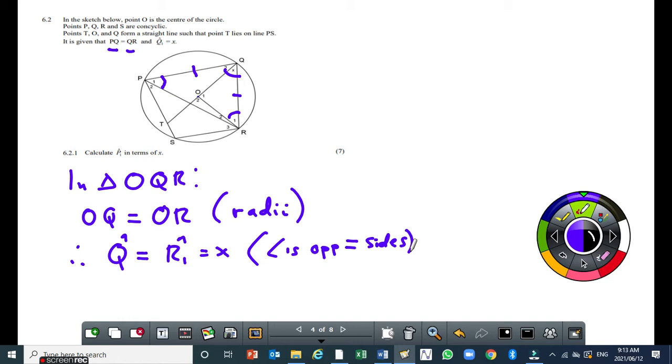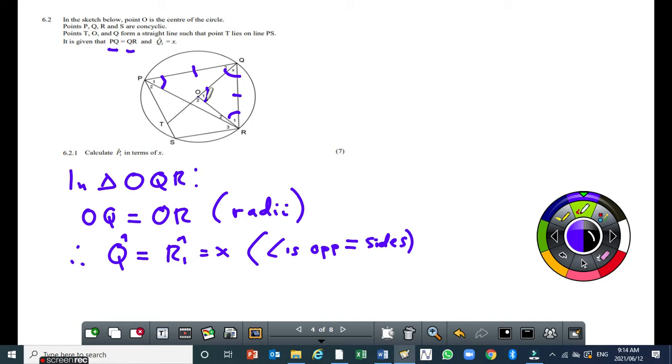So I'm sure you can see the layout. In triangle OQR, you identify your two radii. Then you say that those angles are equal. Once I know that angle R1 is equal to X, that will make things easier for me. I have to calculate now this angle here. Why do I have to calculate that? Because QR is a chord. It subtends angle O1 and angle P1. So angle at center is 2 times angle at circumference.